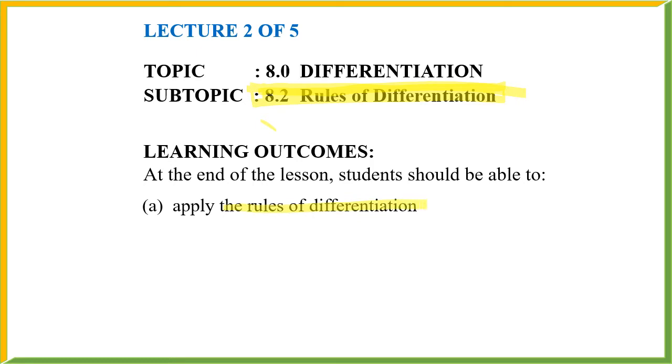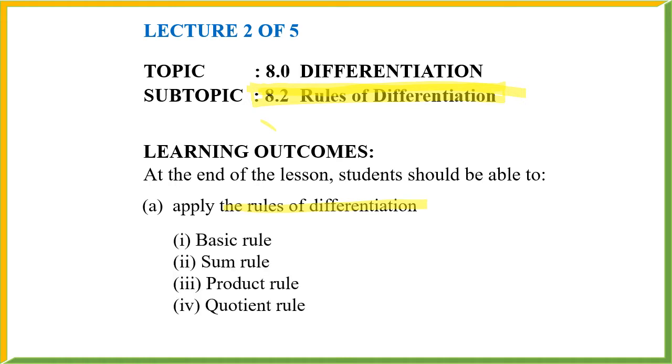Actually we have 5 parts of the rules of differentiation, but now we are focusing on only 4. The first one is the basic rule, the second is the sum rule, the third is the product rule, and the last one is the quotient rule. The other rules will continue in the next lecture.